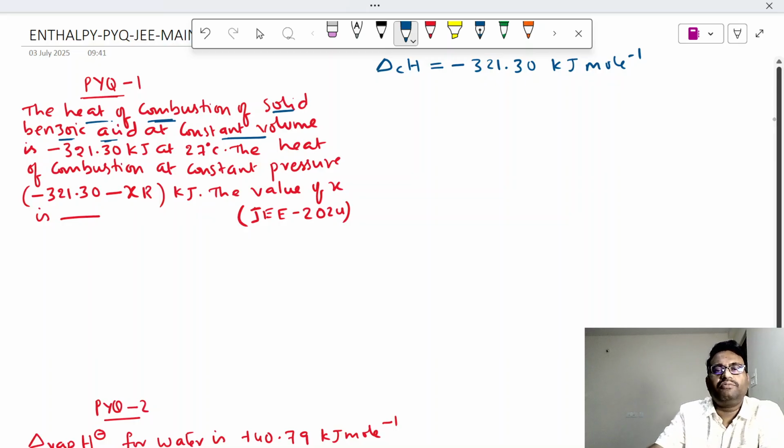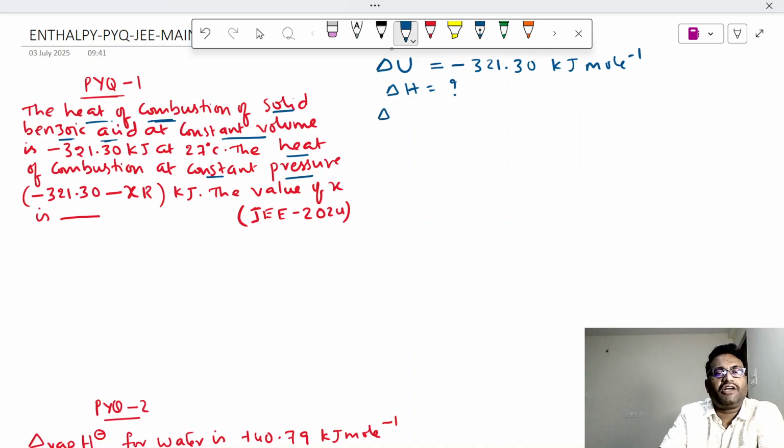So volume means what we have to take delta U. Then if heat of combustion at constant pressure is asked, then delta H is equal to how much? And we know the formula delta H is equal to delta U plus delta nRT. So if you are able to calculate delta n, then it is easy.